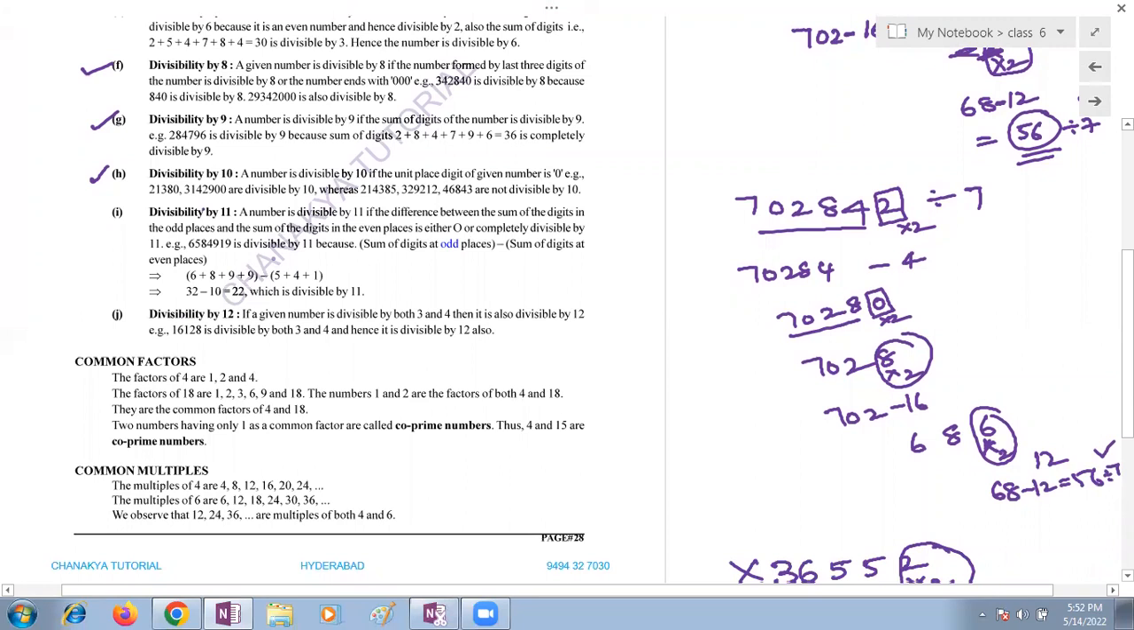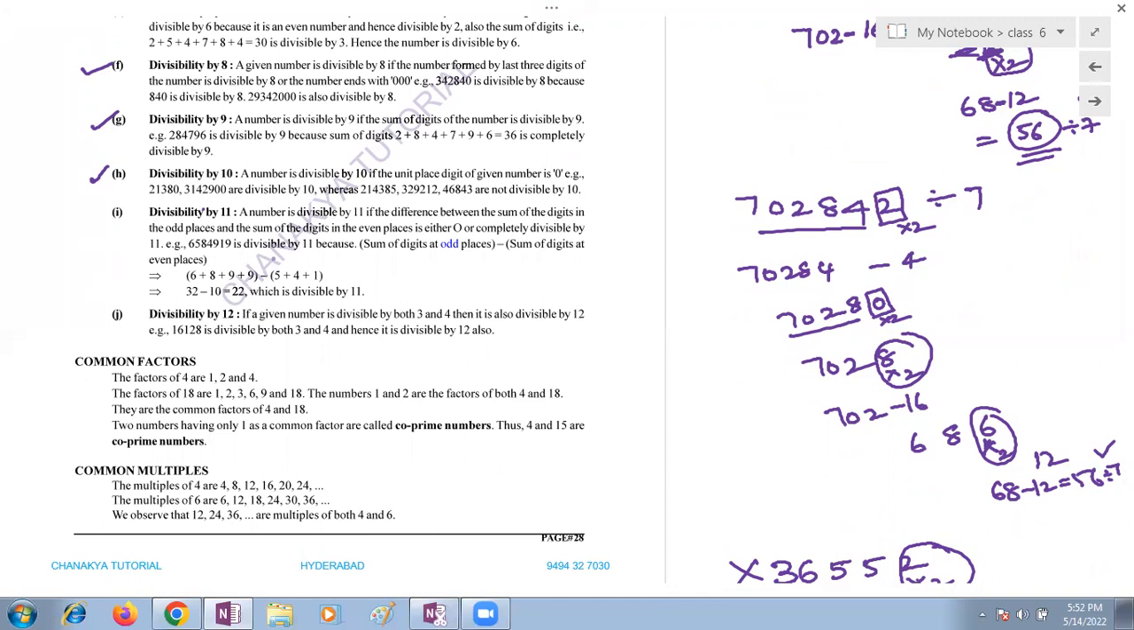Ma'am, can I tell the 11th rule, ma'am? Alternative digits, Nana. Alternative digits. Yes, please. What's the 11th rule, please? Okay, ma'am. First, read it in our textbook, Nana. Please read. There is a given rule, right? Please go through it.